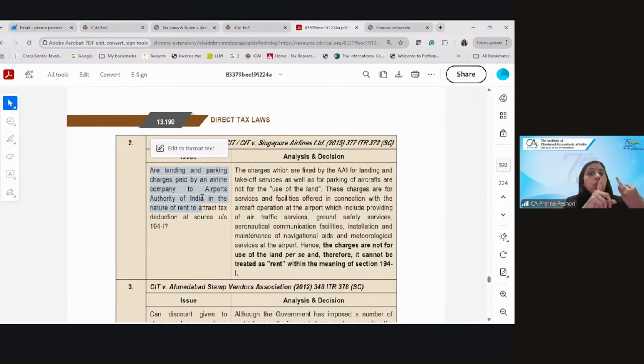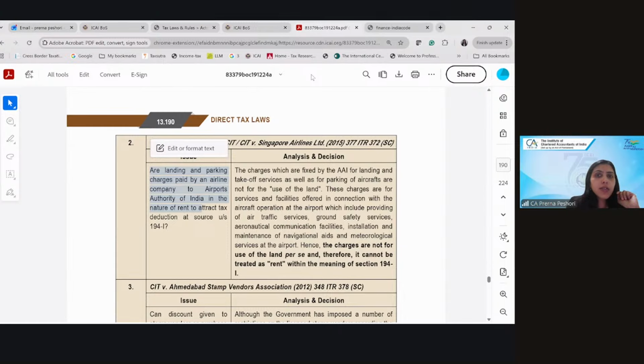Because these charges are not only for parking and landing, but are also for providing ground safety services, air traffic services, and aeronautical communication services. So these are not only for the usage of land, and therefore the TDS under 194I will not be applicable in this case. Clear?